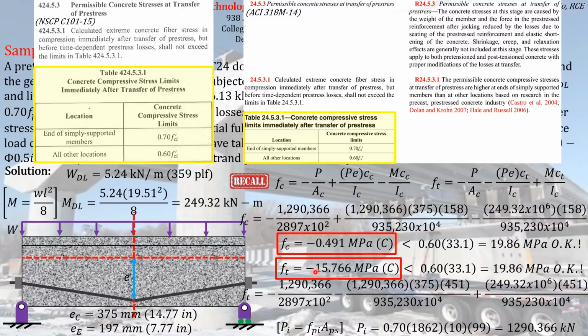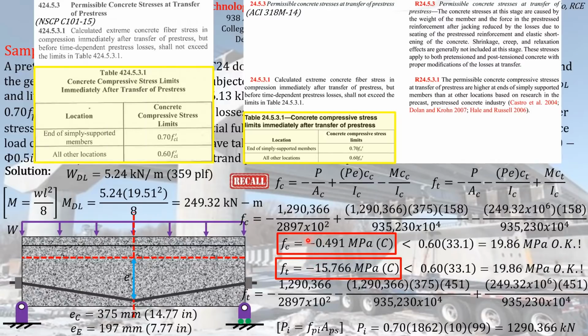So you have to take note which particular stage of pre-stressing you are computing the particular stresses, because that is important. That is actually the basis of the particular code provision that you will use in terms of the maximum permissible stress. And if you will take note, you can just disregard the negative sign here if you are comparing the magnitude of the stress that you have computed to the maximum permissible stress specified by the code, since we all know that the sign just indicates whether it is compressive or tensile stress.